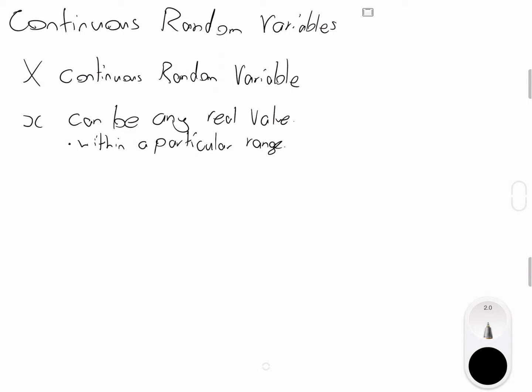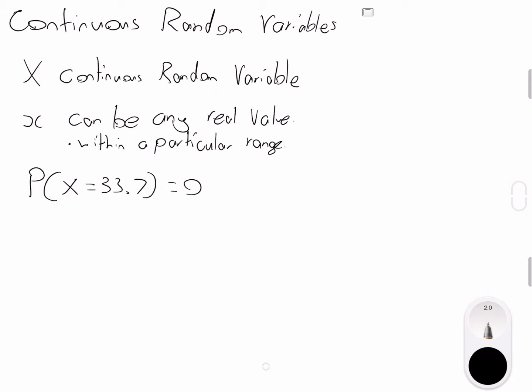We should start off by talking about the fact that the probability that a continuous random variable is exactly equal to a particular value is 0. So if I was to write it out, the probability that x is equal to, let's go 33.7, it's always going to be 0.